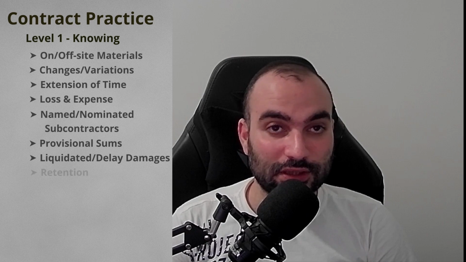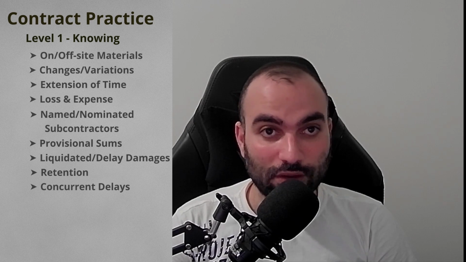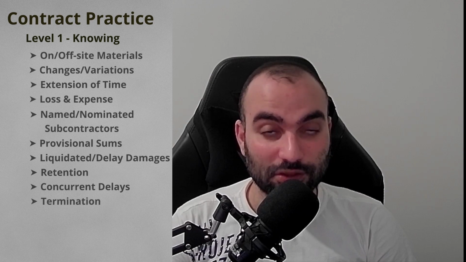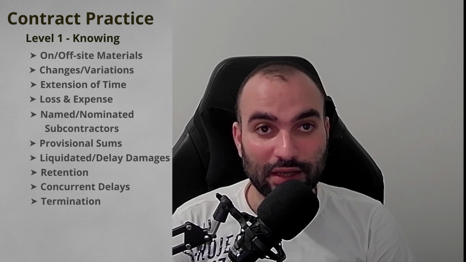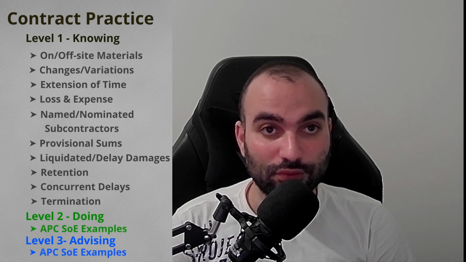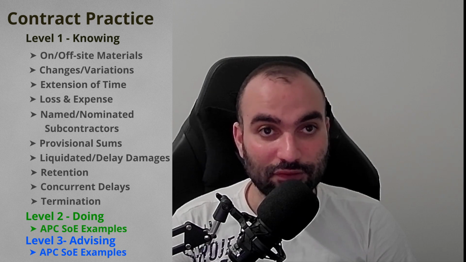We're going to be expanding a bit on provisional sums as well as liquidated damages. We're going to be discussing the retention, and we're going to be briefly discussing concurrent delays, and we're going to be ending level 1 with some notes about the termination, in addition to further terminologies that are important for any quantity surveyor to know and apply in the construction industry. And then for levels 2 and 3, we're going to be tackling them by providing examples for how you can write your summary of experiences in level 2 and in level 3.